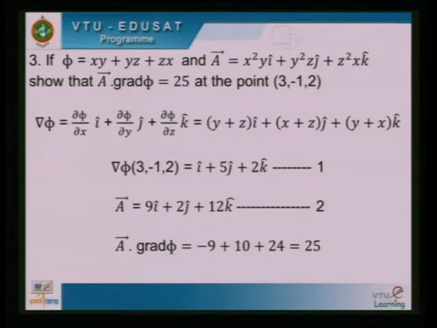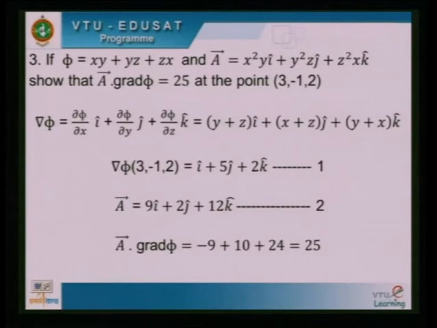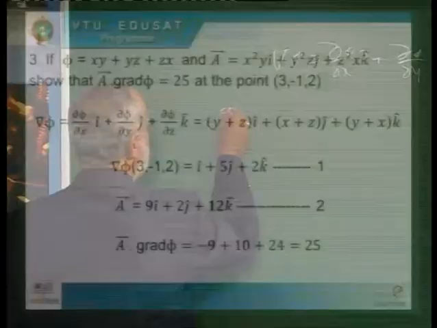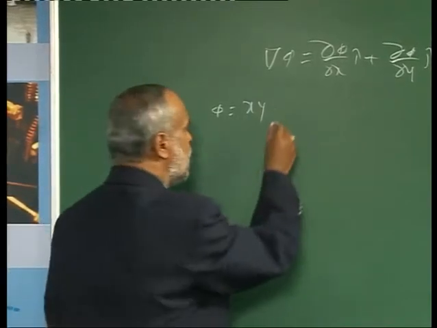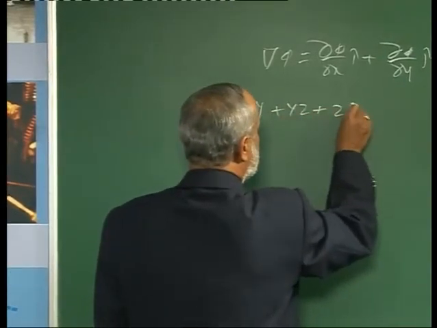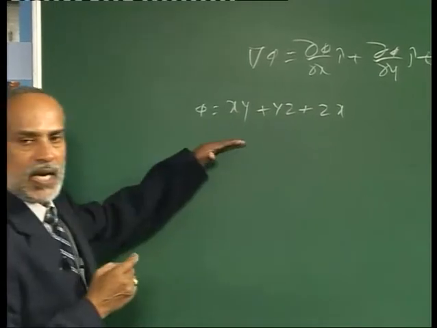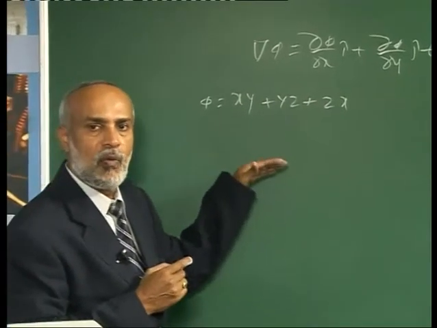First, we can write the formula, that is gradient of phi equals dou phi by dou x i cap plus dou phi by dou y j cap plus dou phi by dou z k cap. Now, the given problem is phi is equal to xy plus yz plus zx. Now, differentiate partially with respect to x, y, z.